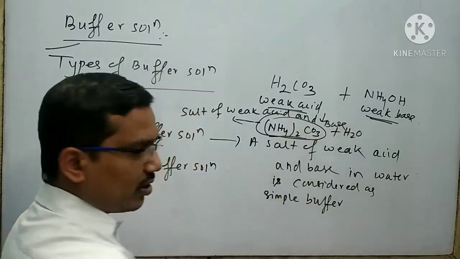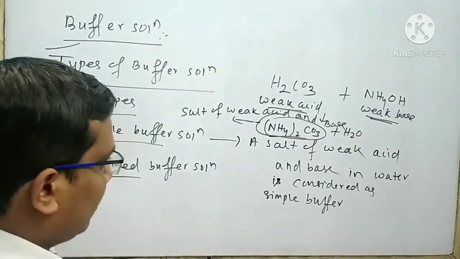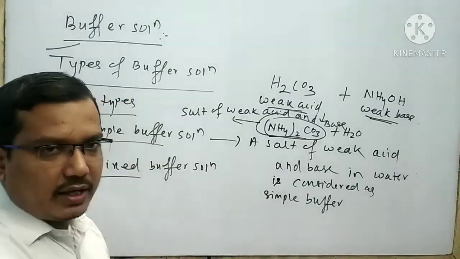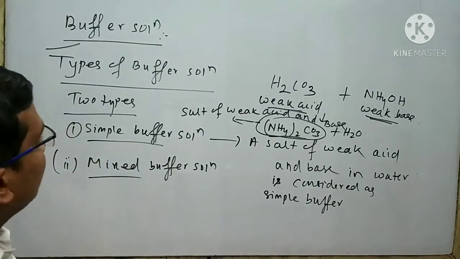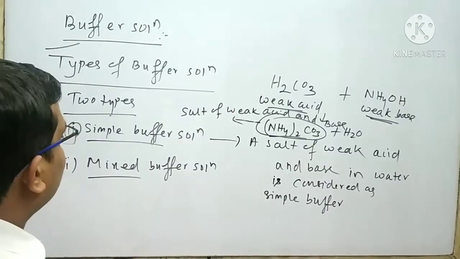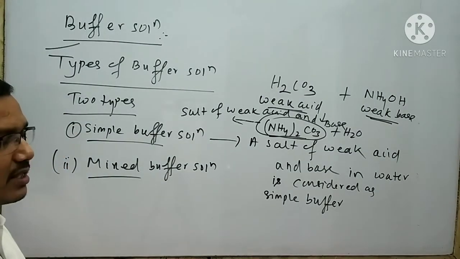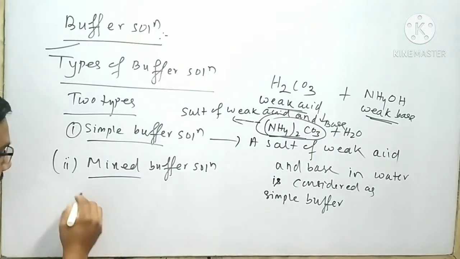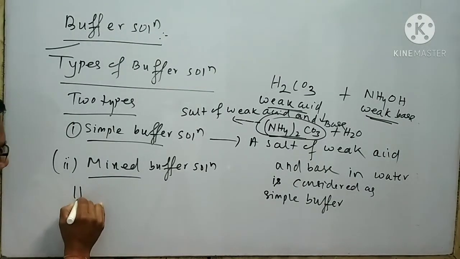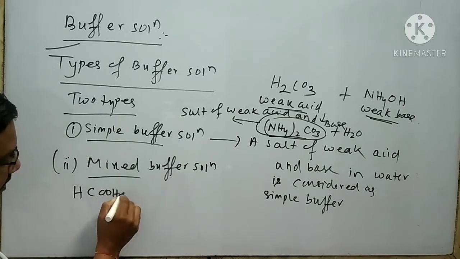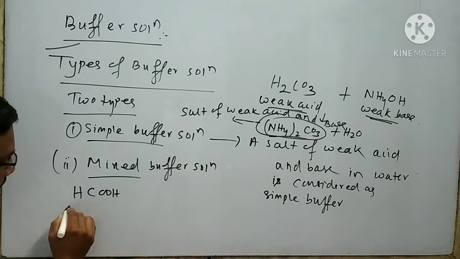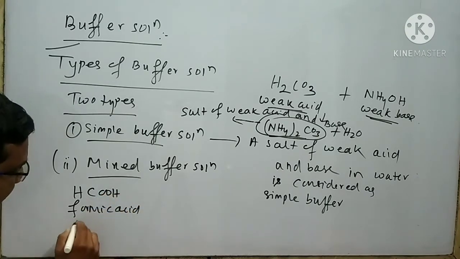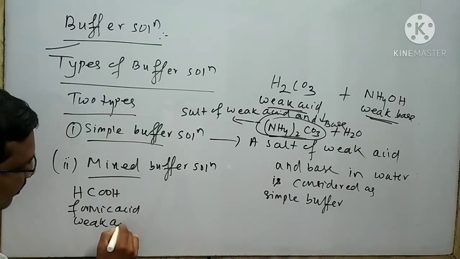Now take this salt and dissolve it in water. As a result, a solution is prepared, and this type of solution is said to be a simple buffer solution. Take another example. Suppose I take a weak acid, that is formic acid. This is an example of a weak acid.